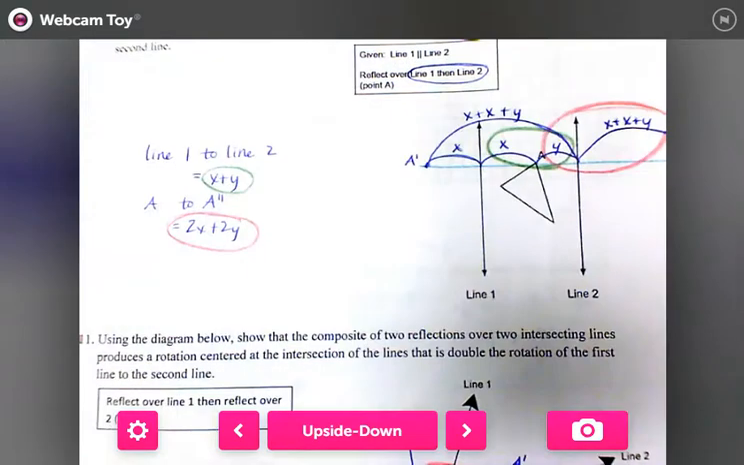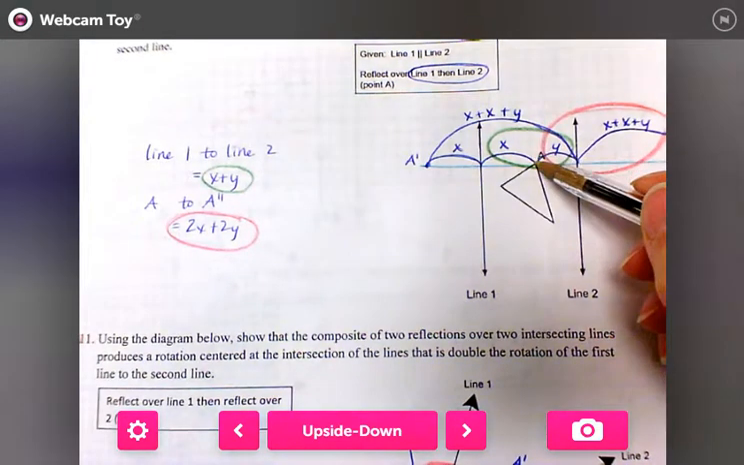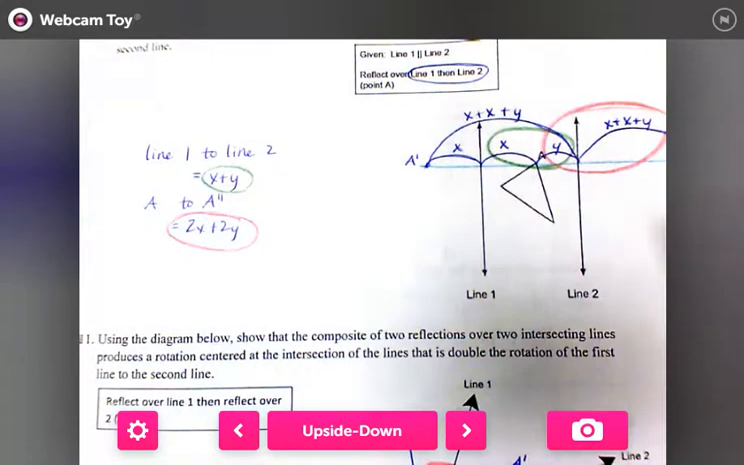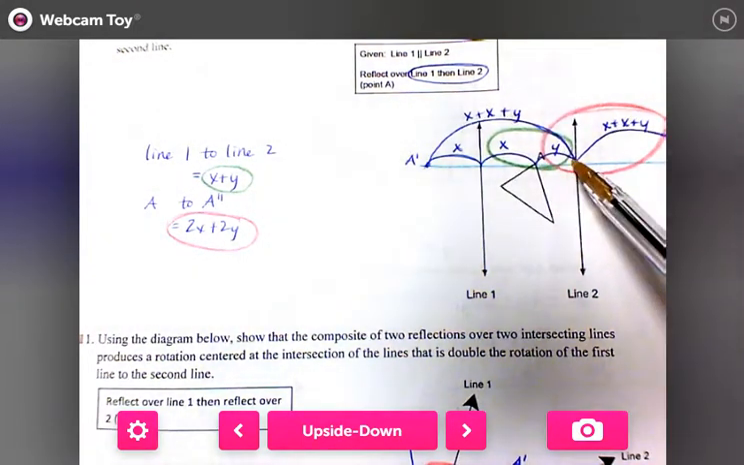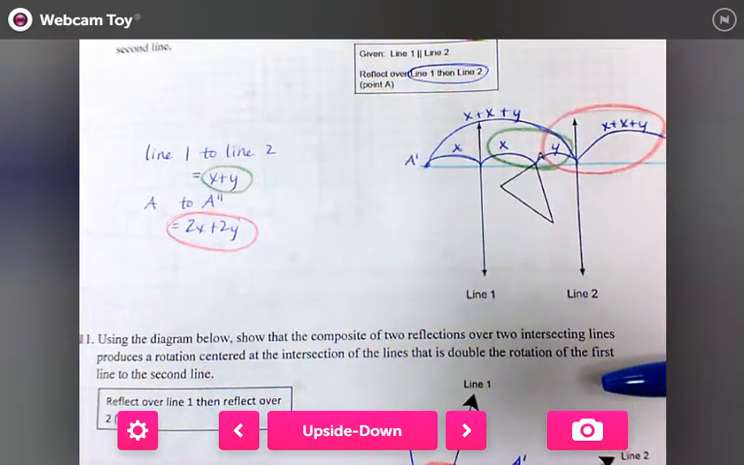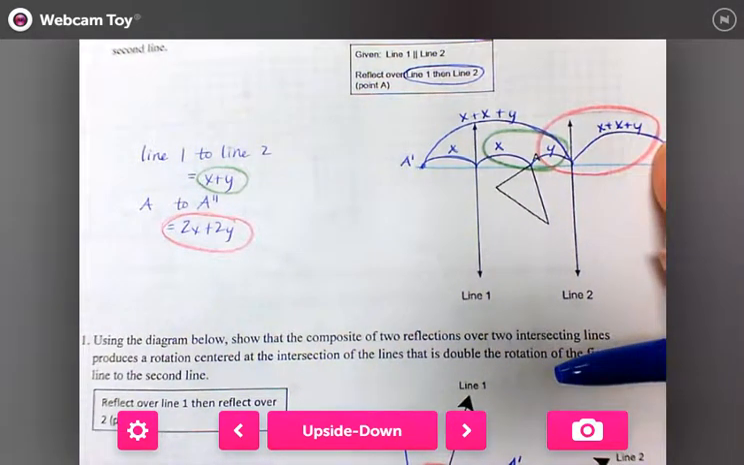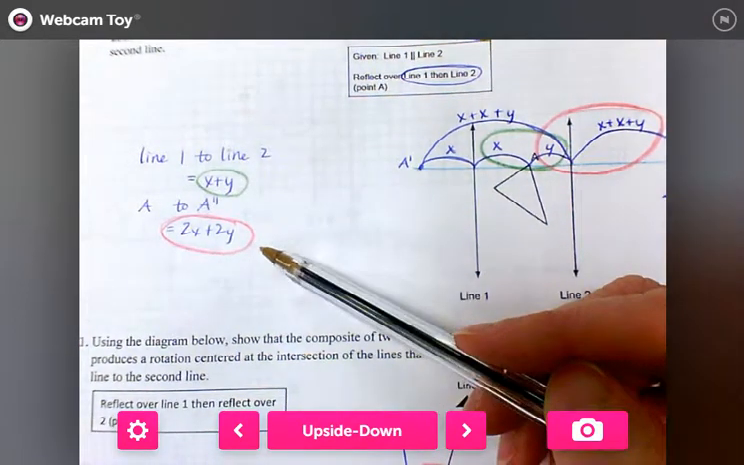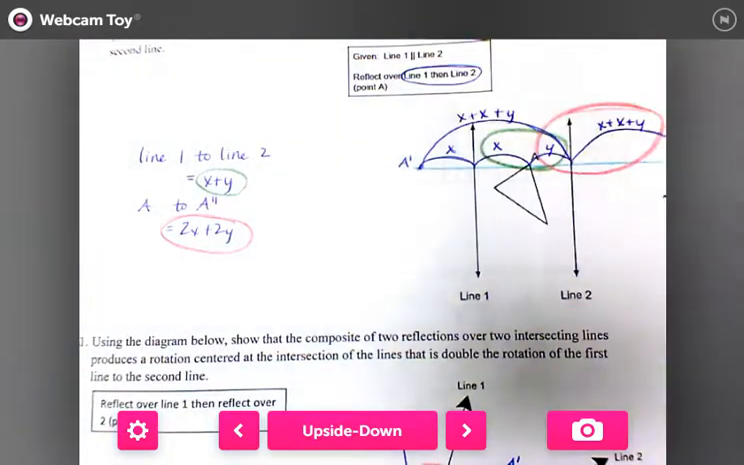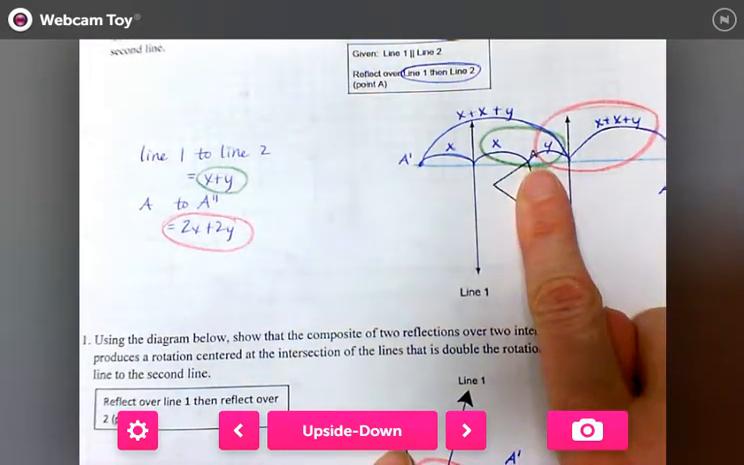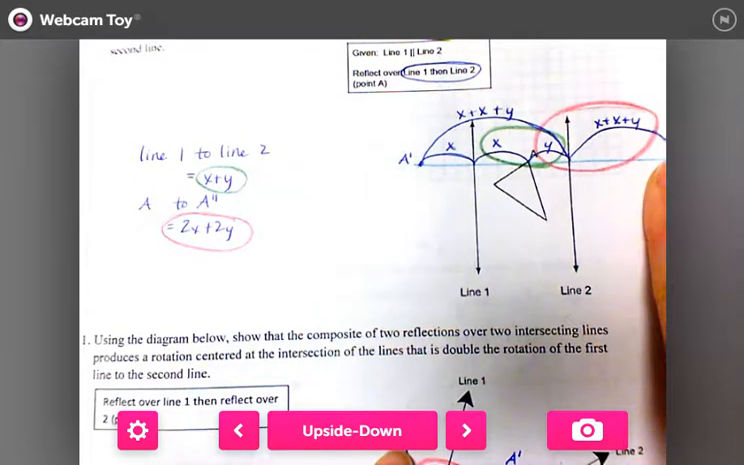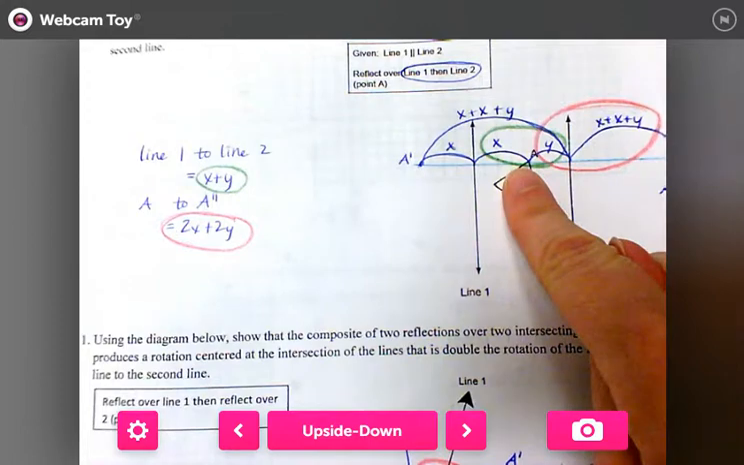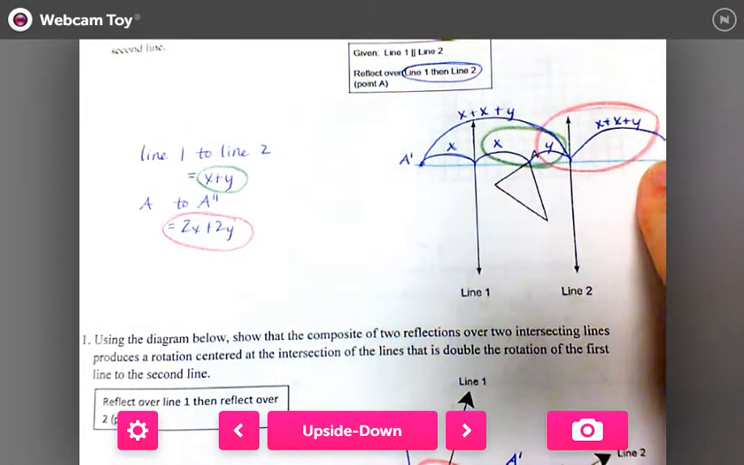If we reflect A over line 1, we're going to make the distance between A and line 1 x. So line 1 to A prime is x. We're going to make A to line 2 y. We're going to reflect this whole thing over line 2, and that's x plus y. So line 1 to line 2 is x plus y. A to A double prime is 2x plus 2y. So what happened here? We had a translation, correct? Don't forget that if we just skipped and went from the beginning to the very end, that's a translation.